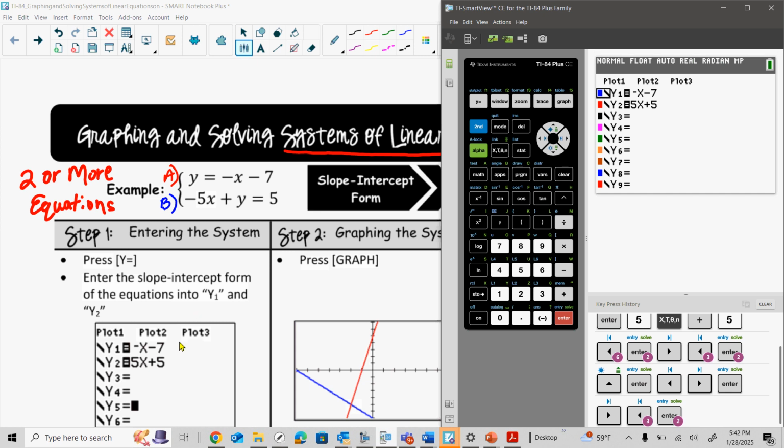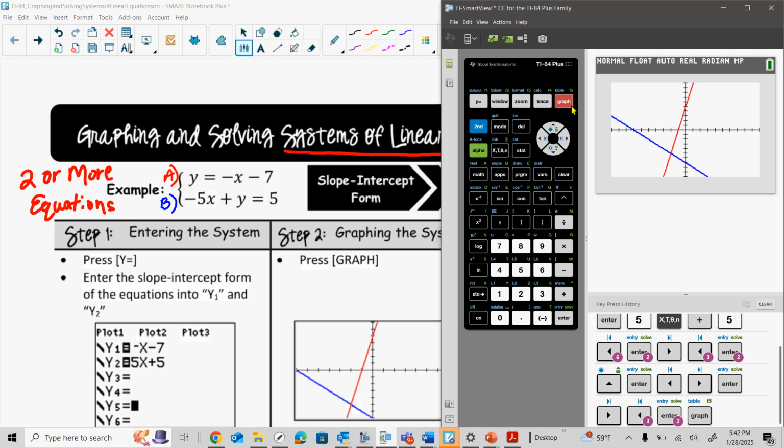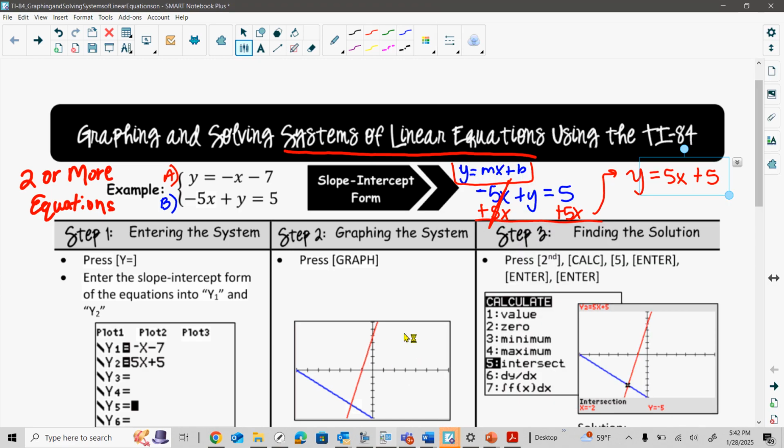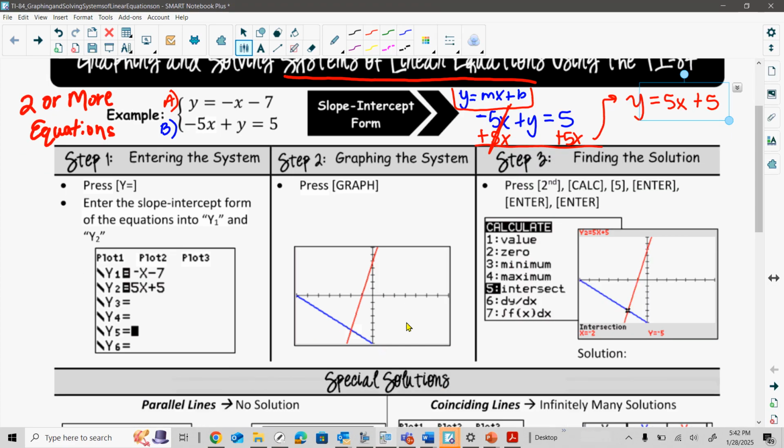So put the equations in, and here, right here, it says step 2. You're going to hit the graph button. The graph button is in the top upper right-hand corner. So we hit graph, and this is what we should see. And if you look, this is exactly what the picture of the graph is.